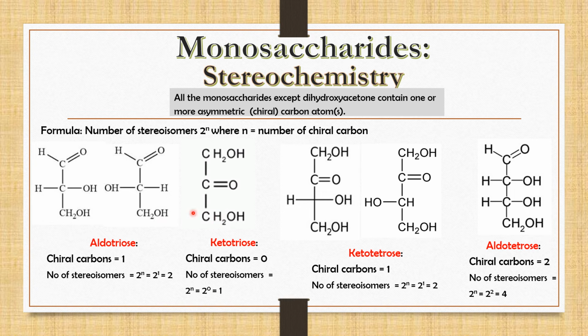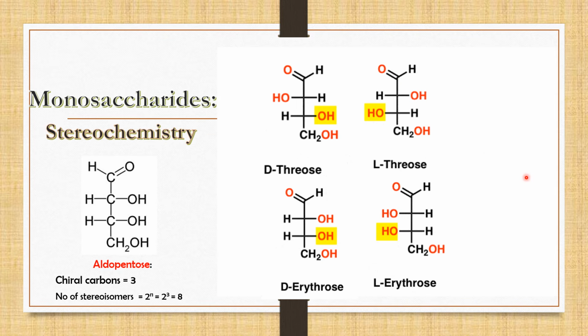Ketotriose, which is dihydroxyacetone, on the other hand, does not have any chiral carbon, so it can only exist in one form. 2^0 is 1. The ketotetrose has just one chiral carbon, so it can exist in two forms. The aldotetrose, on the other hand, is able to exist in four forms because it has two chiral carbons, and 2^2 equals 4 based on the formula.